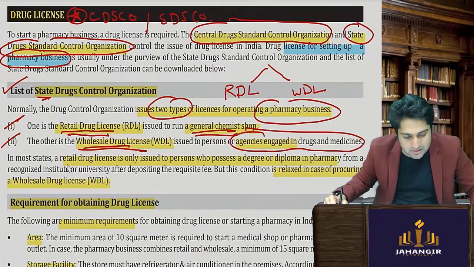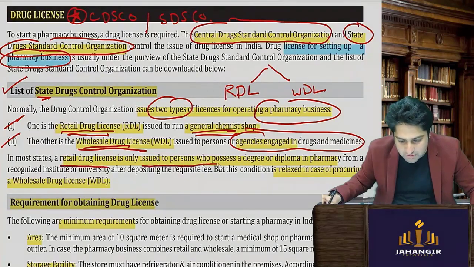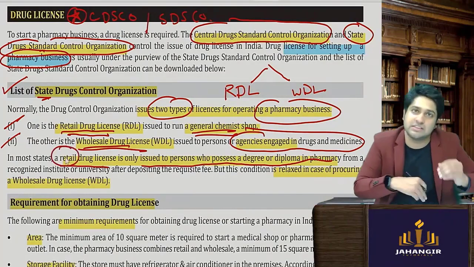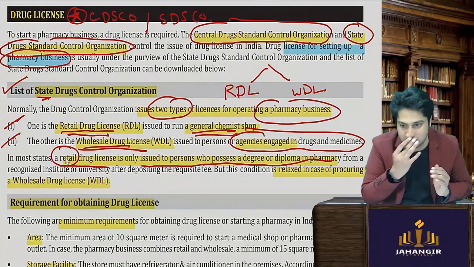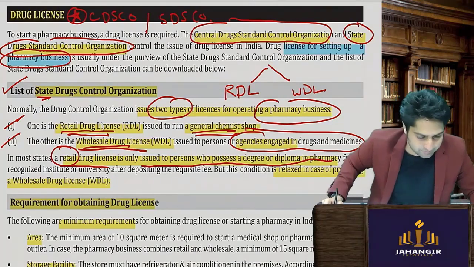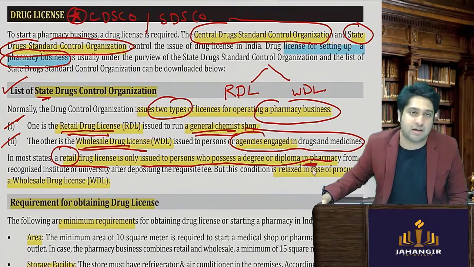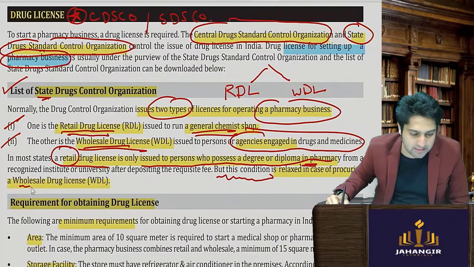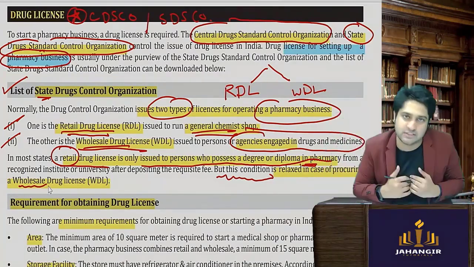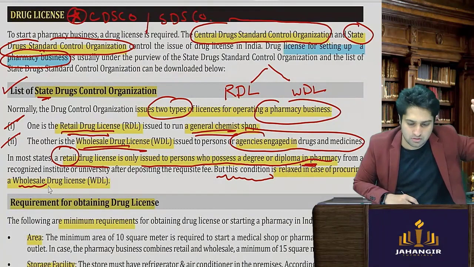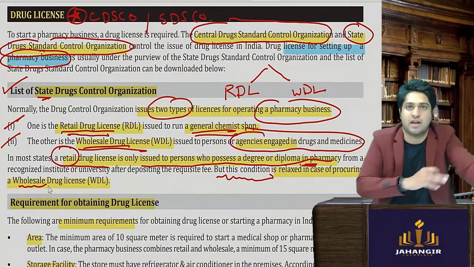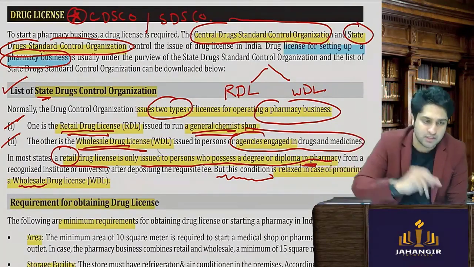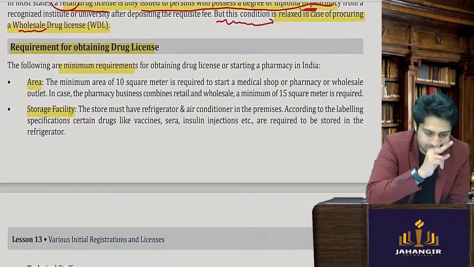Now in most states a retail drug license is only issued to a person who has a degree or diploma in pharmacy. Retail मतलब तुम सीधा customer को बेच रहे हो, you are directly selling it to the customer. So in that case a diploma is needed in pharmacy. But the condition is relaxed if you are taking a wholesale drug license, because I am just buying in wholesale and I further sell it to a retailer who will have a pharmacy. So for me, there are not much stringent rules. It's okay if I don't have a pharmacy license.